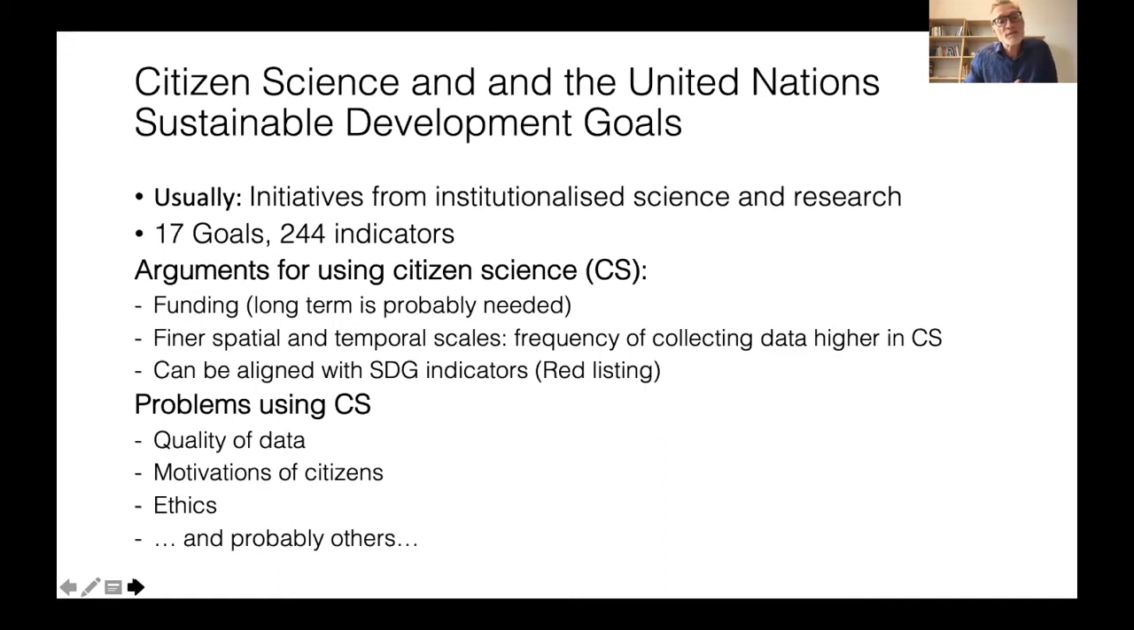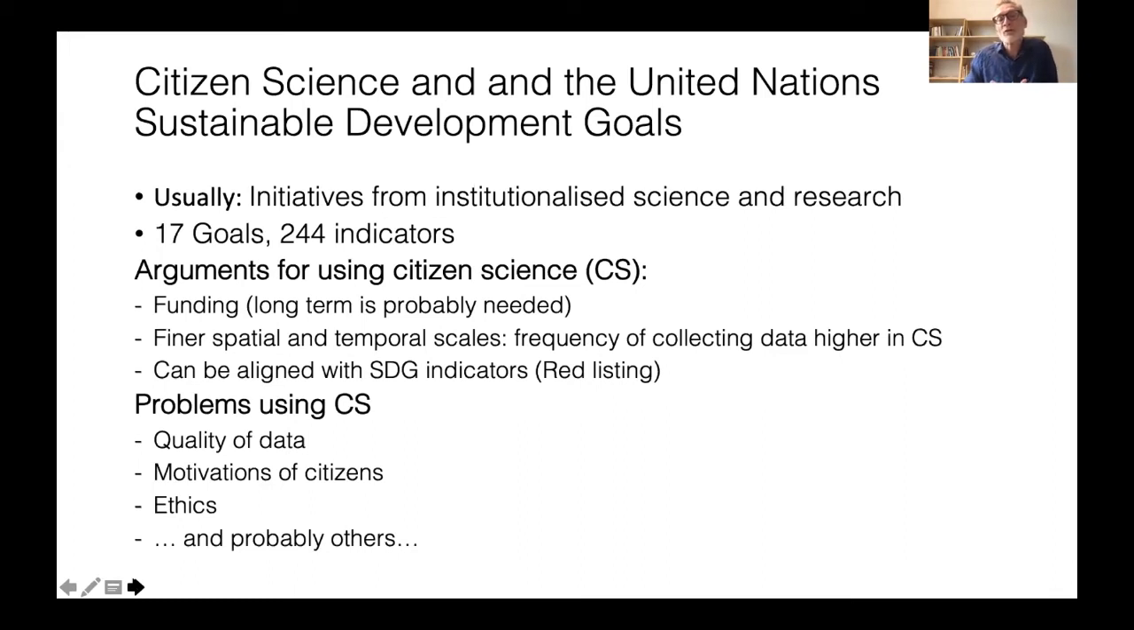We can also get finer spatial and temporal scales with citizen science. The frequency of collecting data will be higher in citizen science than if we use, shall we say, traditional or ordinary data. And it can be aligned with SDG indicators. It is already done so when it comes to the red listing of birds, for instance. But there are also problems using citizen science. The quality of data seems to be popping up its head all the time.